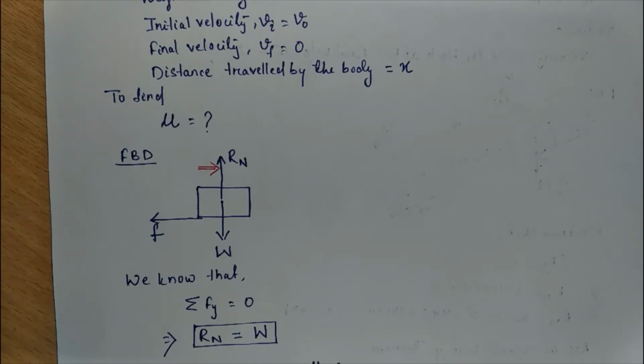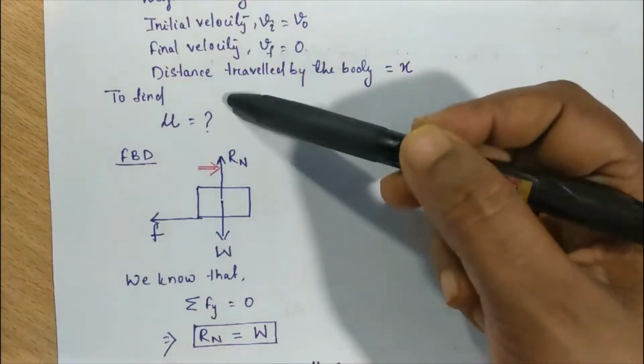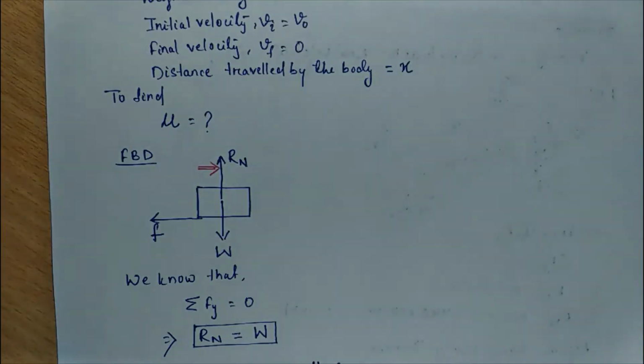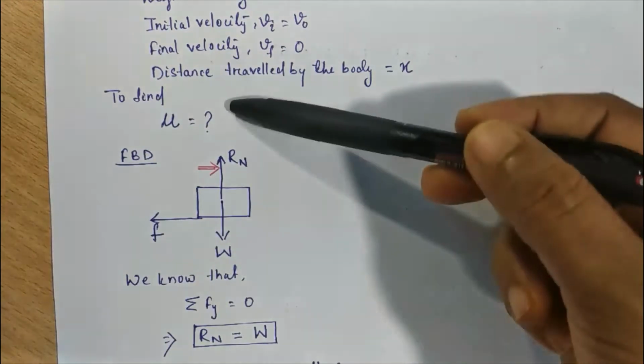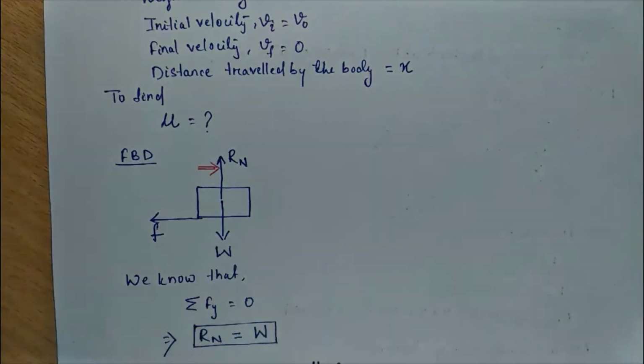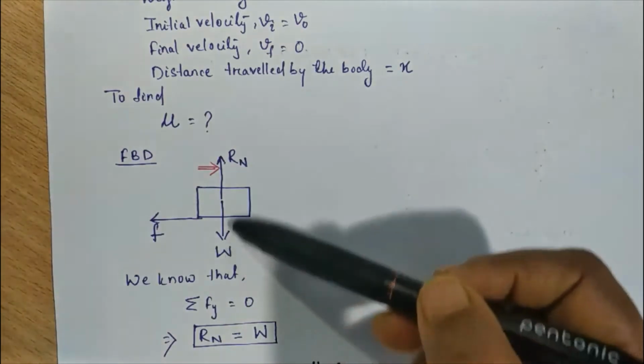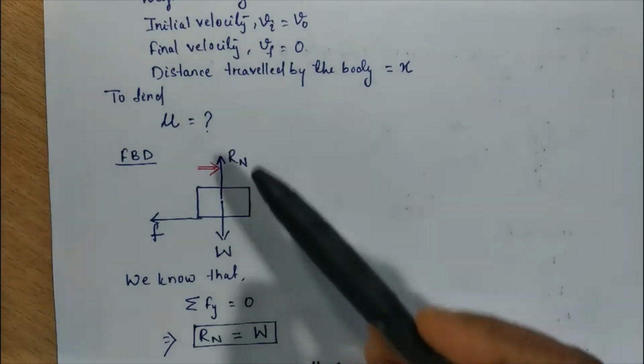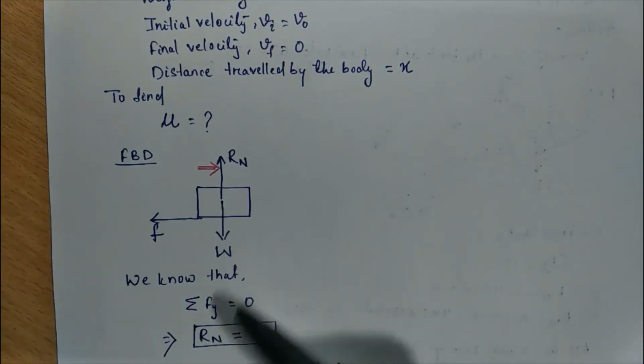See, what is the difference? Because along the y direction there is no displacement or acceleration. As acceleration is 0 along the y direction or vertical direction, the minus ma term becomes 0. So the equation reduces to summation of Fy equal to 0. And along this y direction, what are the forces? That is Rn and W. So we can say that Rn minus W equal to 0, or Rn equal to W, right?